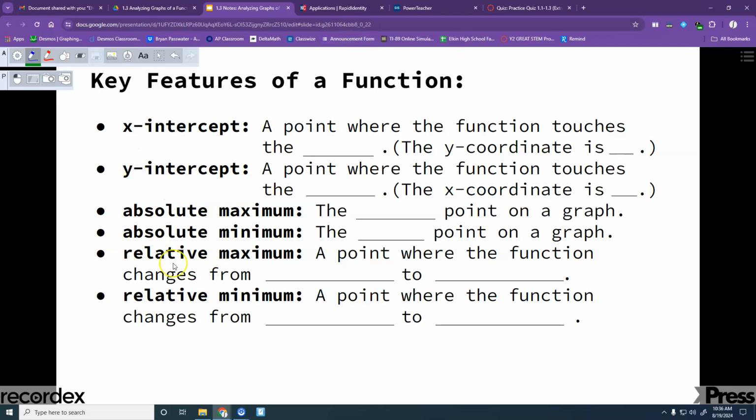Okay. So some of this is review, some of it is not. X-intercept. It is the point where the function touches the x-axis. Okay? And the y-coordinate of that point will always be 0. So when you hit the x-axis, the y is 0. And for the y-intercept, we're just going to switch those. For the y-intercept, it's when you cross the y-axis. And the x-coordinate is going to be 0.